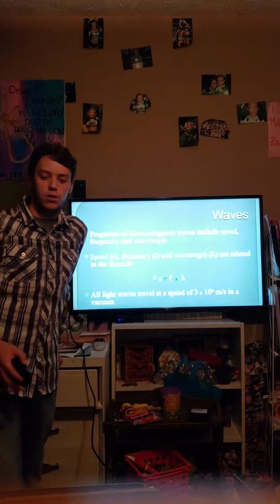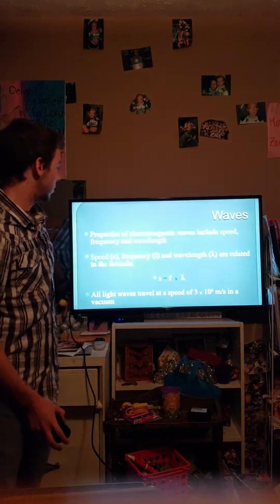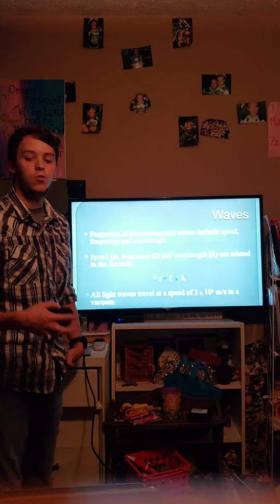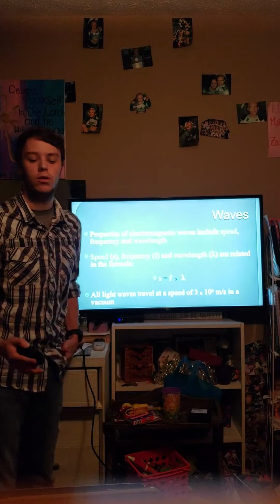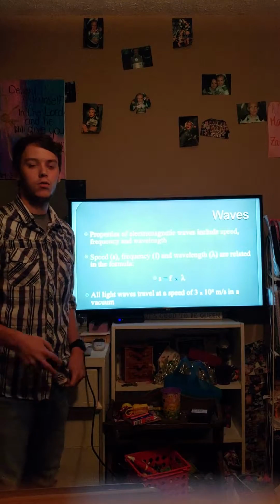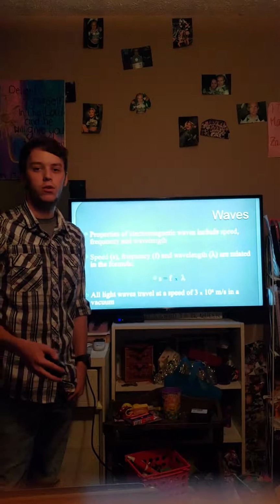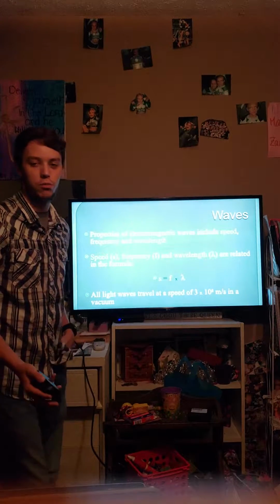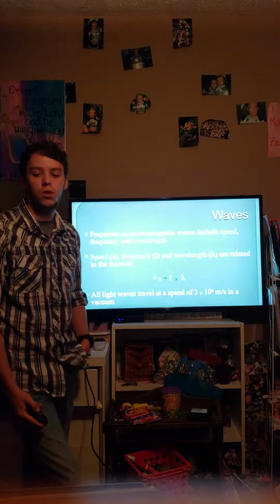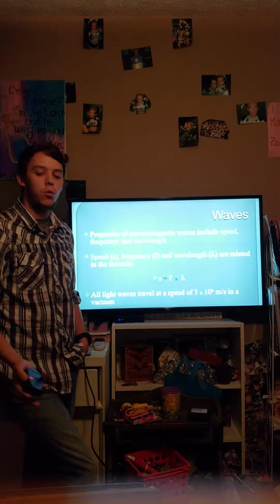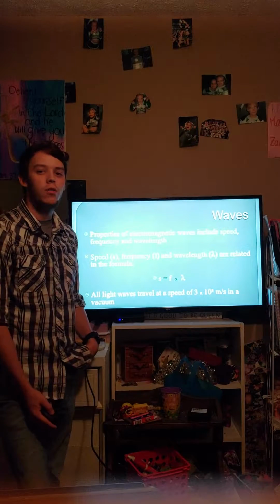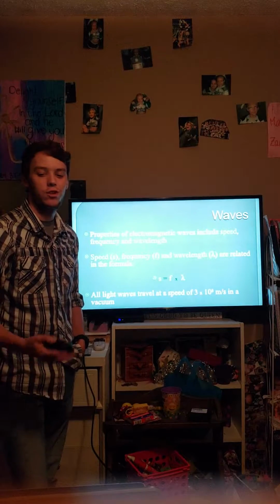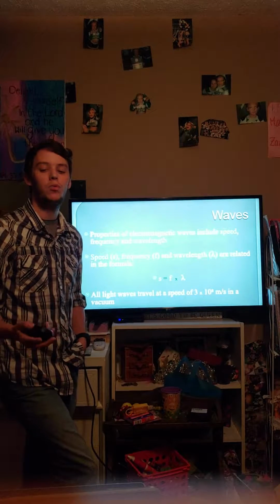And next we're going to move on to how you define it. Well, it's defined by the properties of electromagnetic waves, which include speed, frequency, and wavelength. Speed is represented by S, frequency by F, and wavelength by the symbol I have on here now, which I don't know how to pronounce and I don't want to butcher it for y'all. They are all related in this formula here: S equals F times the symbol. So speed equals frequency times wavelength.